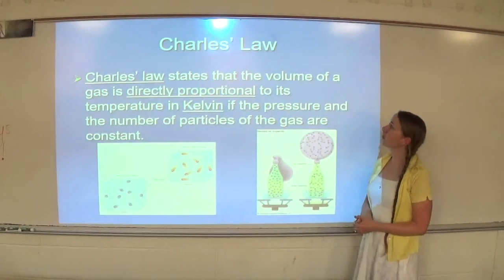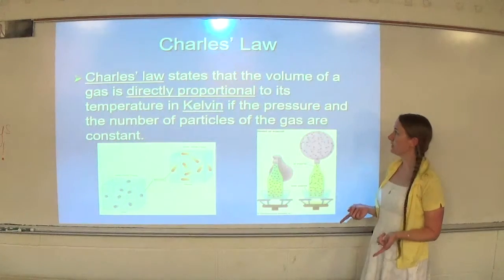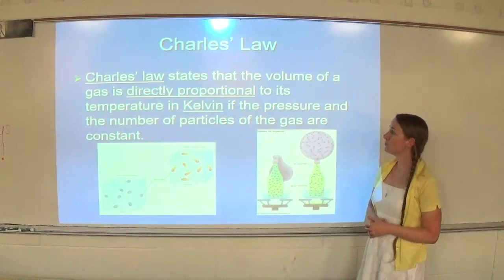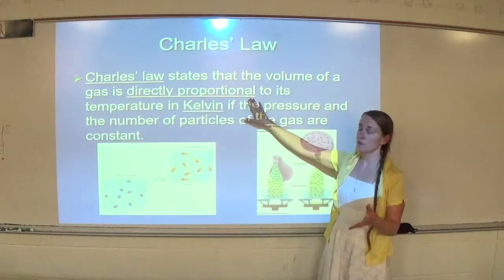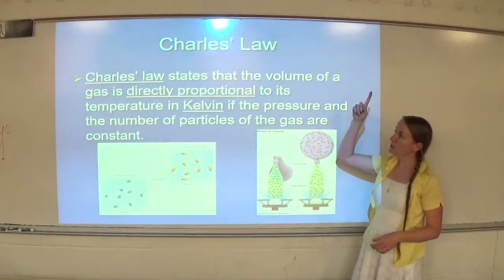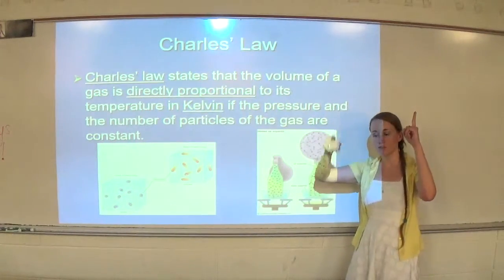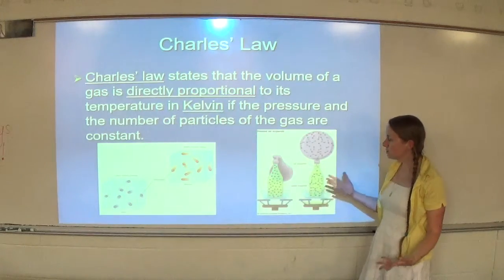Charles' law states that the volume of a gas is directly proportional to its temperature in Kelvin if the pressure and the number of particles of the gas are constant. All right, so directly proportional, for those of you who don't know, that means they do the same thing. So if volume increases, temperature increases. If volume decreases, temperature decreases, like that. So think about this. You know how this works.